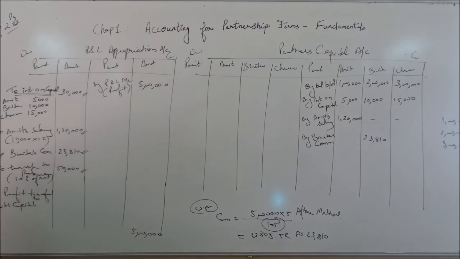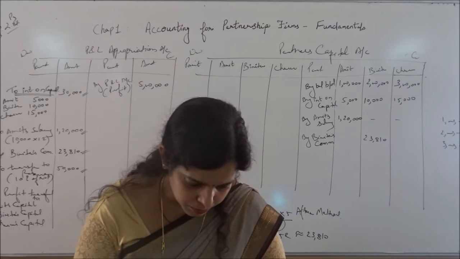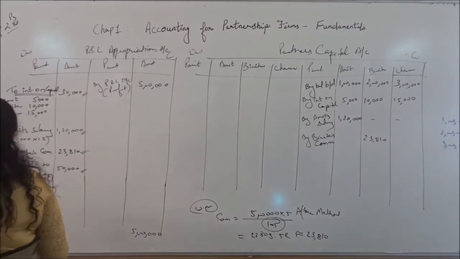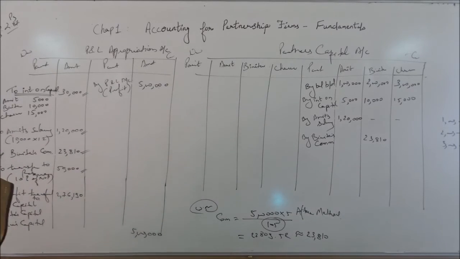Then Vinita's capital. Don't wait, just do the calculation and write the answers here, whatever they are coming. And who is the third partner? Charu. Charu's capital. How much is coming? Subtract from 5 lakh. How much are you getting? I hope you are getting 2,76,190. Right?